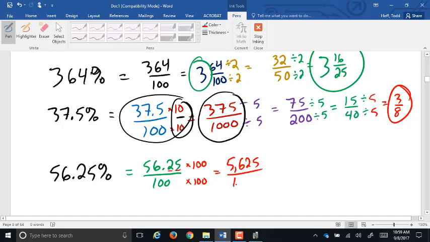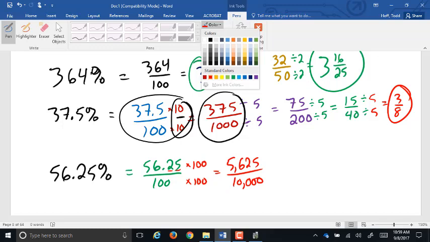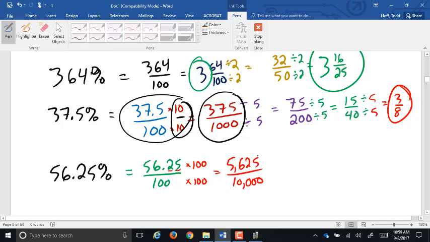So that's 5,625 over 10,000. Now, of course, here the reducing is going to be fun. There may be a little sarcasm there. What do you guys see that we can reduce that by? 5? I heard somebody say 25. Let's try 25.